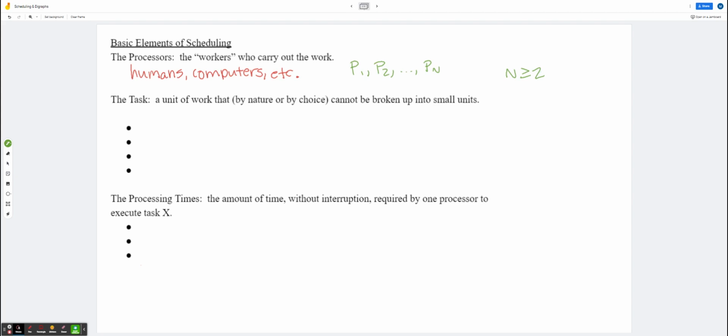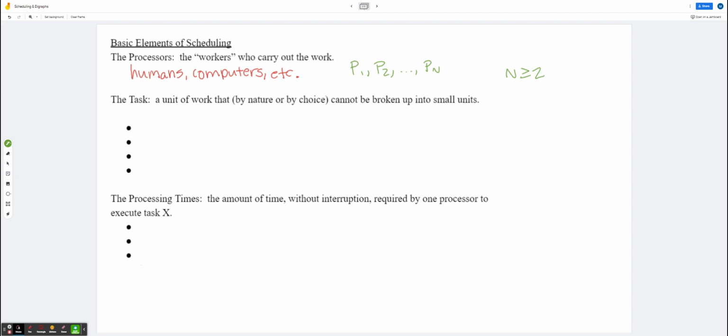Second element of scheduling are tasks, which are units of work that cannot be broken up into smaller units. So think about if your project is writing an essay. You could say that write an essay is one task. Or if you chose to break that up, you could break it up into write your thesis, write your outline, write your rough draft, write your final draft, and break up the task of doing an essay into 4 smaller tasks. So however you decide to label your tasks, whether you're looking at fairly large chunks or whether you're looking at smaller chunks, that's fine.